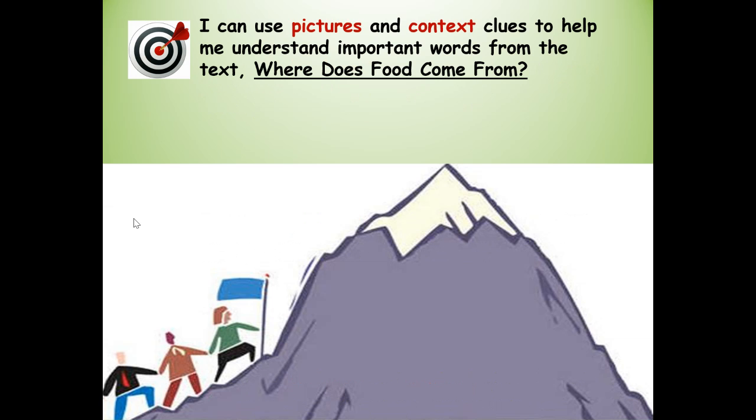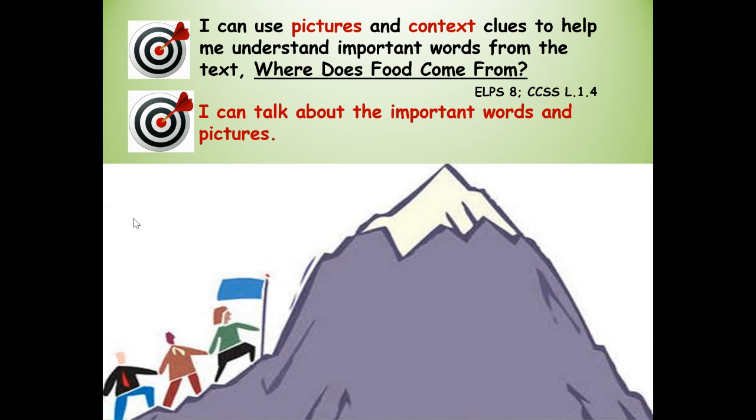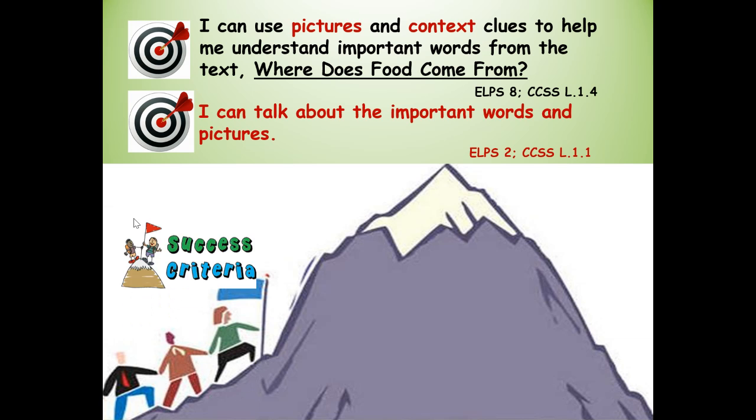So here's our learning target. I can use pictures and context clues to help me understand important words from the text, Where Does Food Come From? Your second learning target is I can talk about the important words and pictures. So I encourage you to say your thinking and your thoughts out loud in complete sentences.